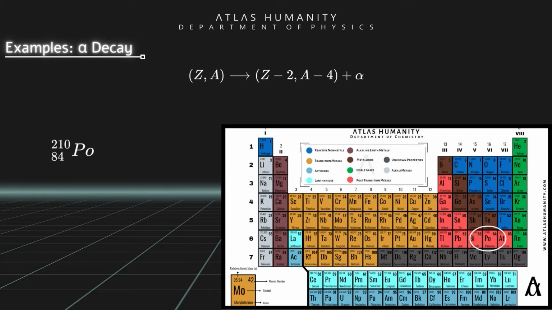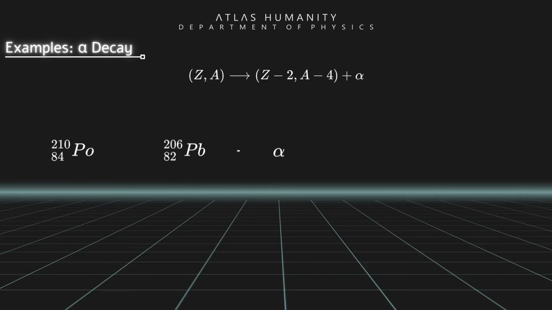This isotope decays by alpha decay, so it loses 2 protons, so we get to lead, the 82nd element of the periodic table, and 4 nucleons, because 2 protons and 2 neutrons, so we get to lead-206, 82 protons, plus an alpha particle, the release of the alpha particle.